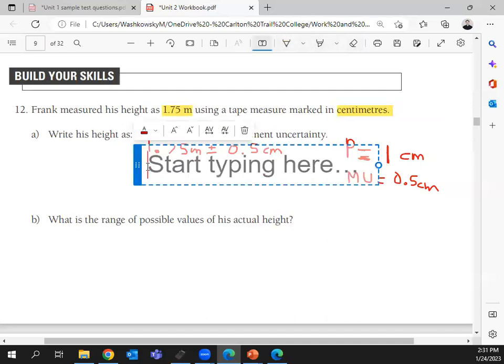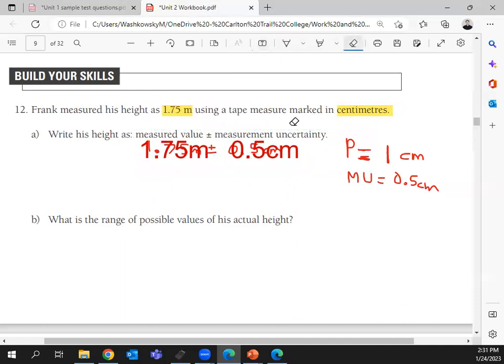I'm just gonna type it in. That's the issue. Yeah, meters and centimeters. So 1.75 meters plus or minus 0.5 centimeters. So you're absolutely right. That's the issue right now is that I have something in meters and centimeters. We want everything to be in the same unit. So what I need to do is I need to take my centimeters, turn it into meters, because this is my given value.